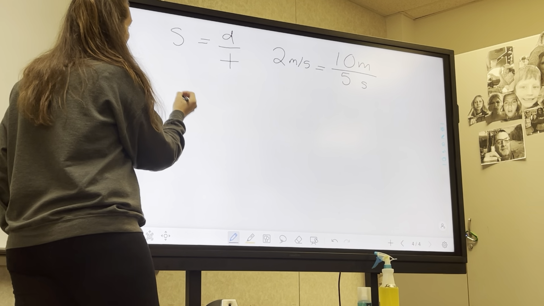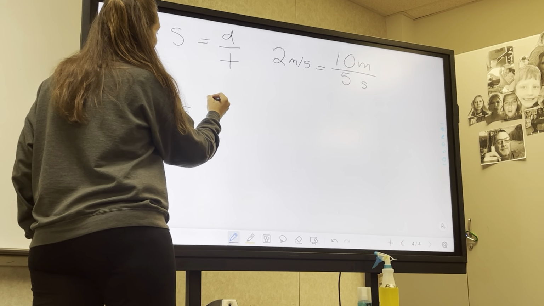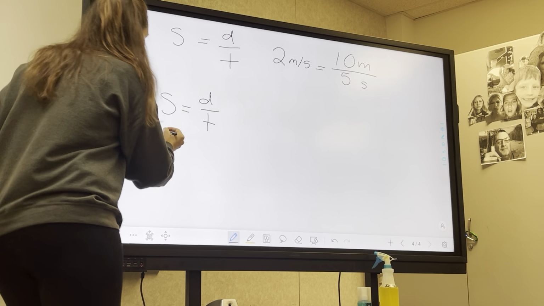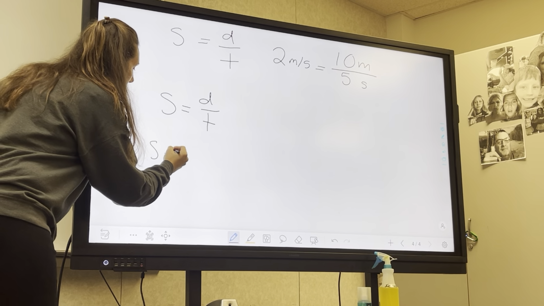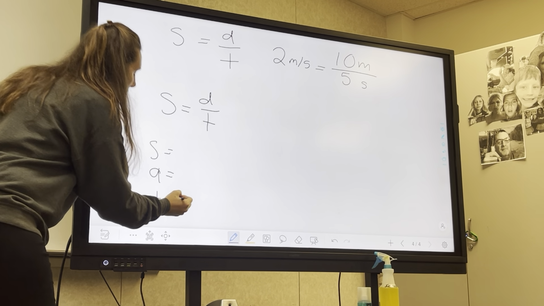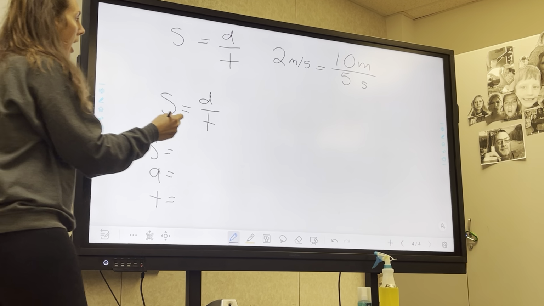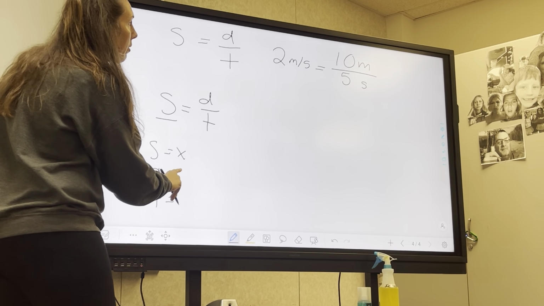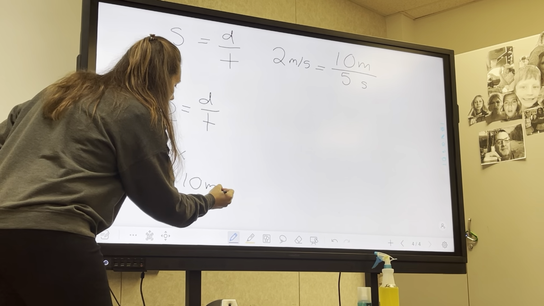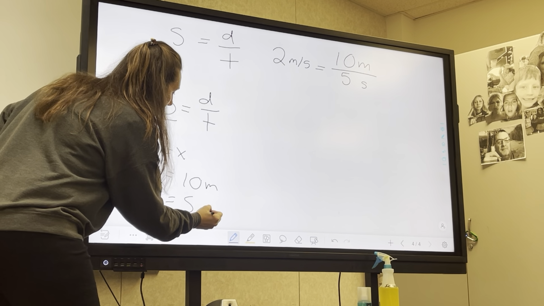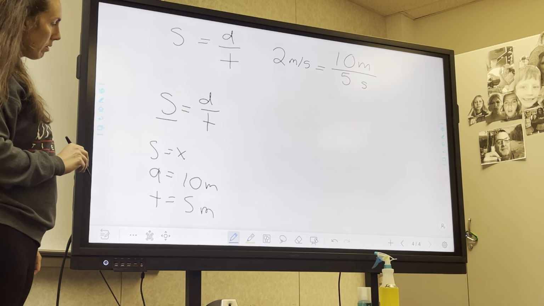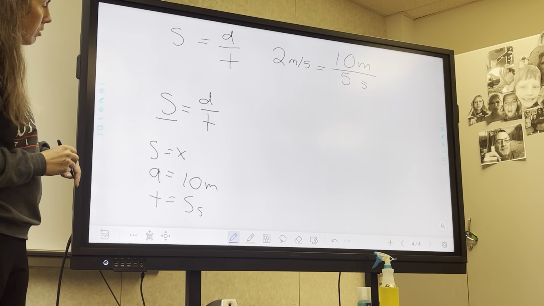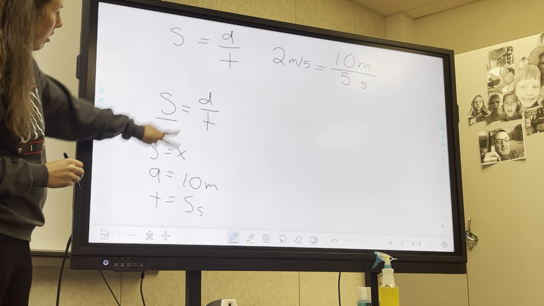So, first one, speed equals distance divided by time, okay? What you always want to do is write speed equals, distance equals, time equals, because you're always going to have to get 2 variables. So ready? I'm going to solve for speed. So my speed's my x, so I'm going to give you the other 2. Ready? Distance is 10 meters, time is 5 seconds.